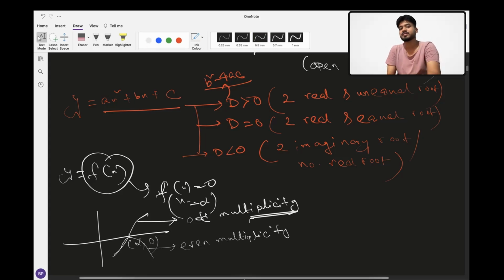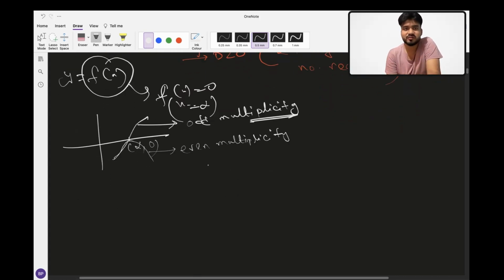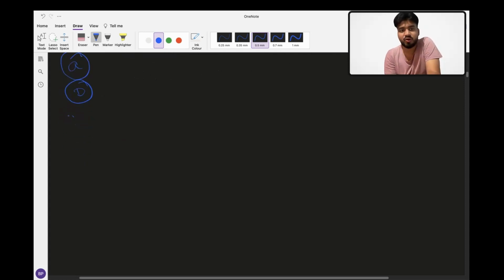Yes or no? Okay. Now we'll understand the graph in a very beautiful manner. So first of all, we have now two parameters. One is A and another is D. So first talk about what will happen when A is greater than 0, D is greater than 0.